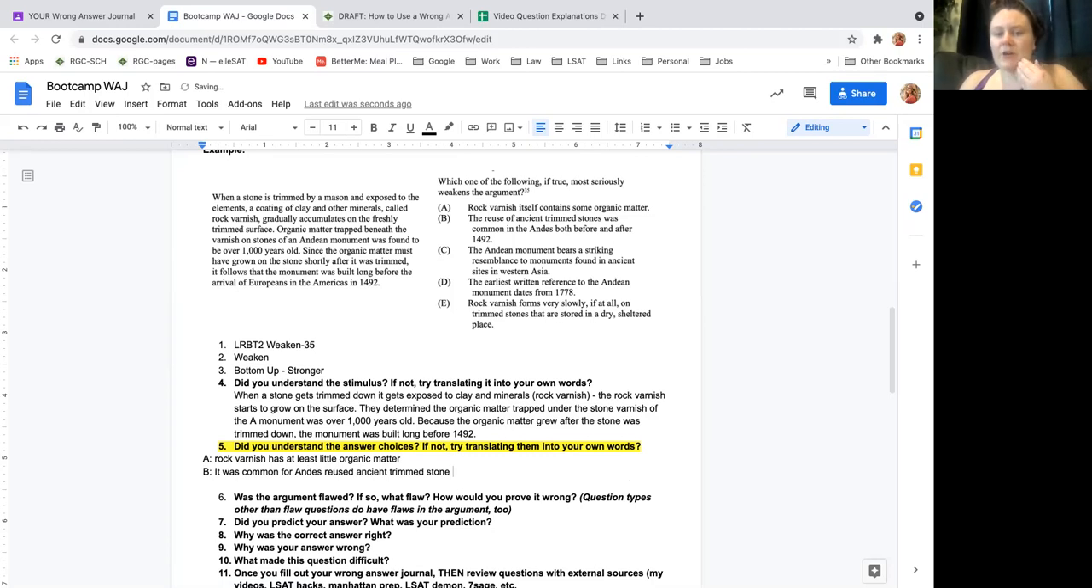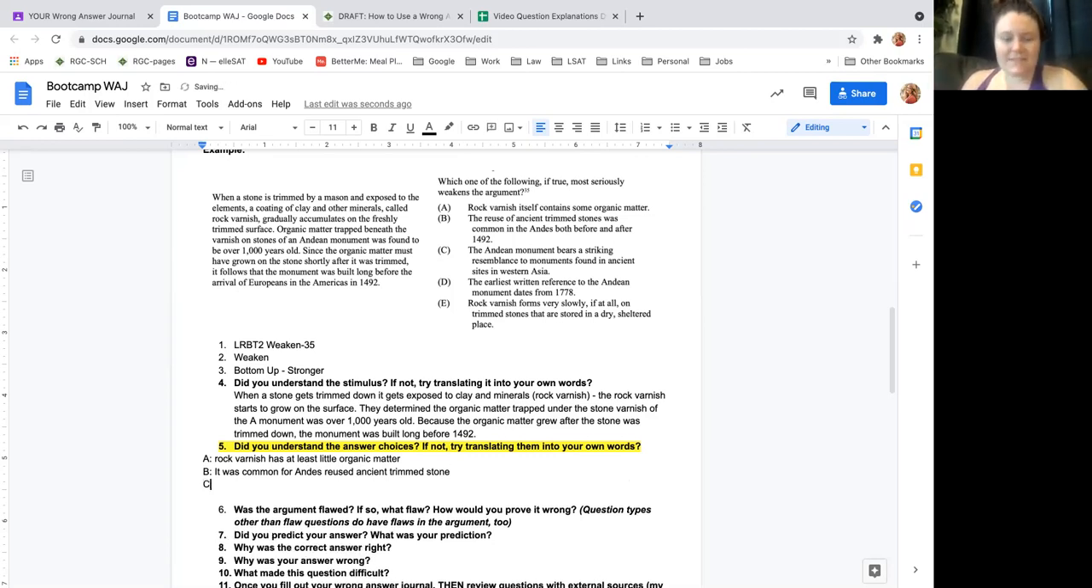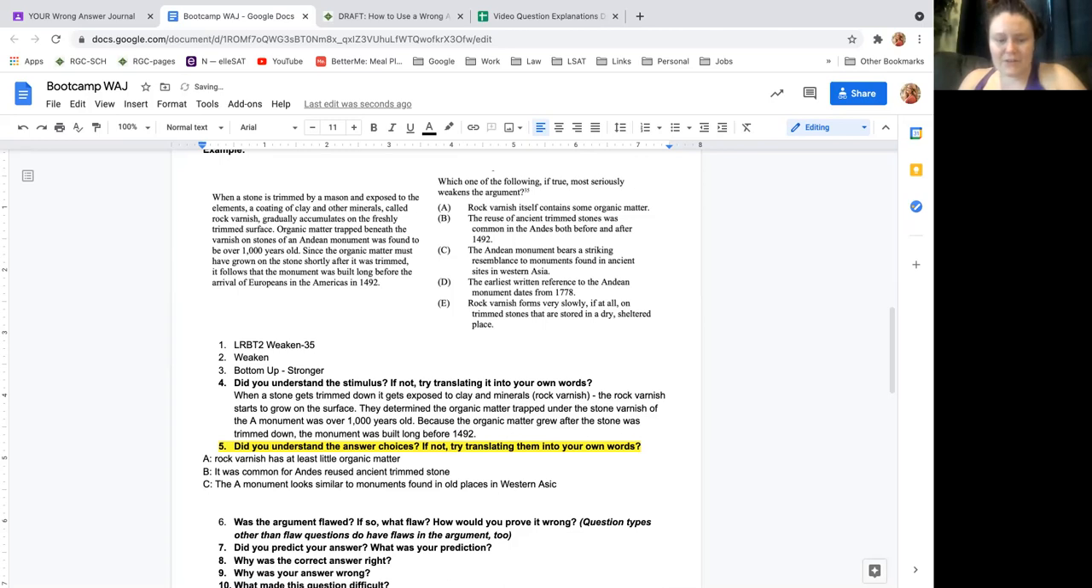And I'm not going to put before and after 1942 because that's just all the time then. C would be the monument looks similar to monuments found in old places in Western Asia. And then I'm going to go ahead and do E.